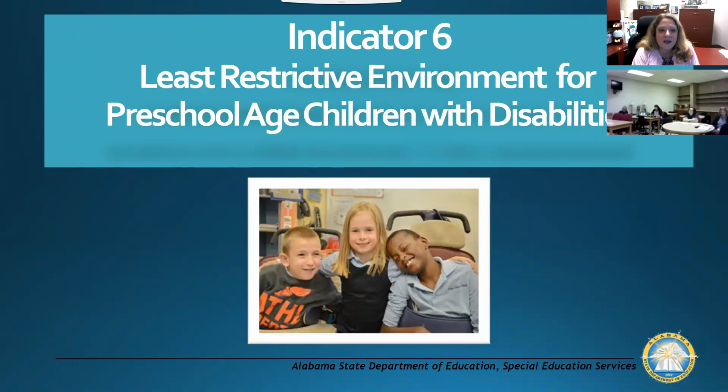All right, so indicator 6 is the least restrictive environment for preschool children with disabilities, so preschool LRE. We're going to talk about the importance of using the correct LRE codes. We're going to go through some codes and how to determine which code is appropriate for your students. So the LRE requirement is one of the central concepts of appropriate placement under IDEA, and this also applies to preschool students.